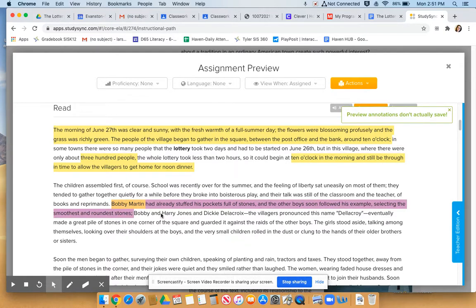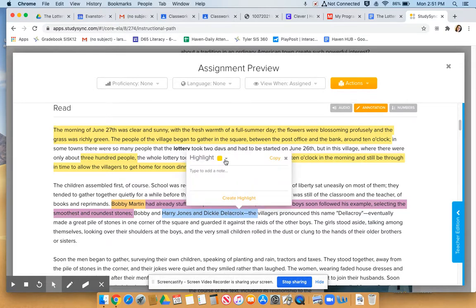Bobby and Harry Jones and Dickie Delacroix. So I'm going to highlight these two characters because these are new characters, but I don't want to do this. Oh well, that's okay. If it's not perfect, it's not perfect. What color would this be because it's two new characters? Orange.